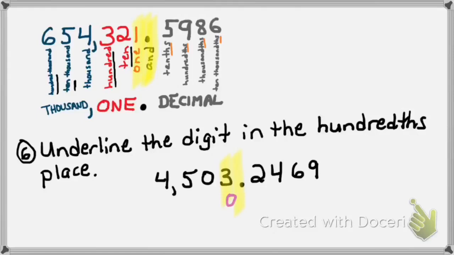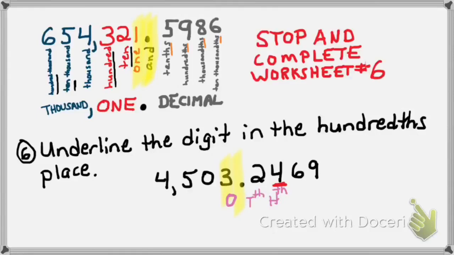I'm going to need to work to the right, so after ones comes tens or tenths. After tenths comes, or tens comes hundreds or hundredths. And that's my digit in the hundredths column, so I underline the 4. Please stop the video and complete worksheet number 6 right now.